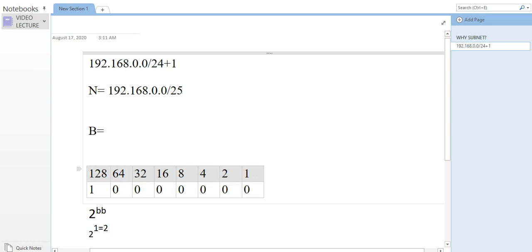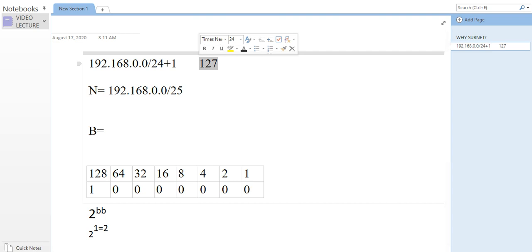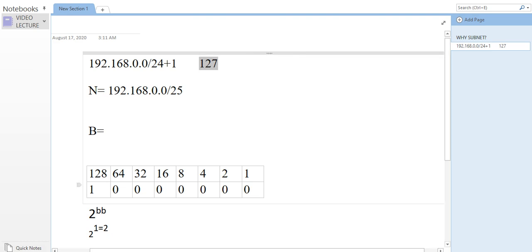If we add 64, 32, 16, 8, 4, 2, 1, the sum is 127. 64 plus 32 plus 16 plus 8, 4, 2, 1 gives you 127. So now, to get the broadcast address, add the sum of the remaining bits. You have to remember this. Add the sum of the remaining bits to whatever value is in the same octet of the network address.